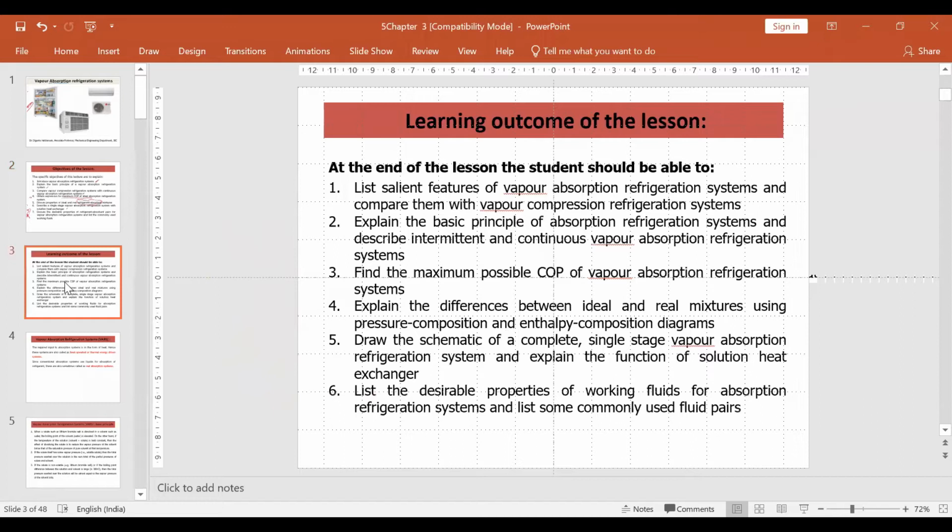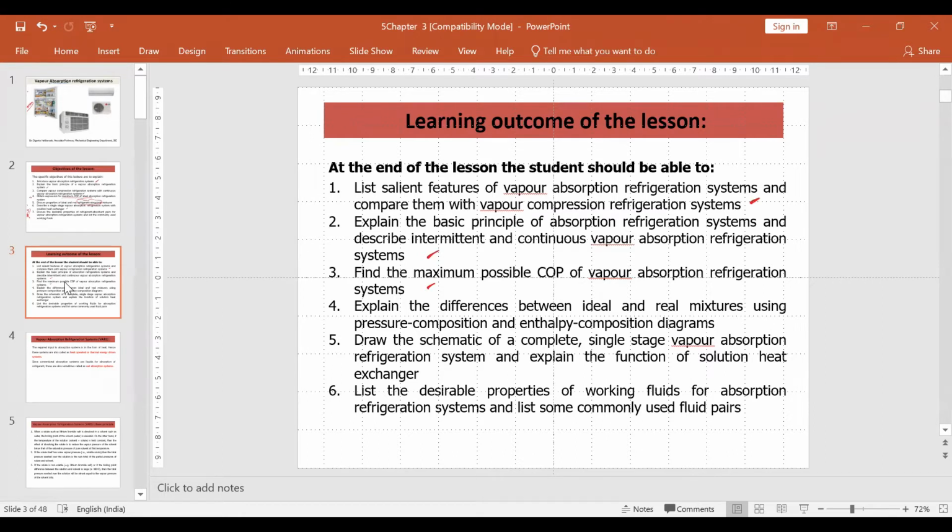Learning outcome. After completion of this chapter, you will be able to list salient features of vapor absorption refrigeration system, and compare them with vapor compression refrigeration system. You'll be able to explain the basic principle of absorption refrigeration system, and you will describe intermittent and continuous vapor absorption refrigeration system. Then third is to find the maximum possible coefficient of performance of vapor absorption system.